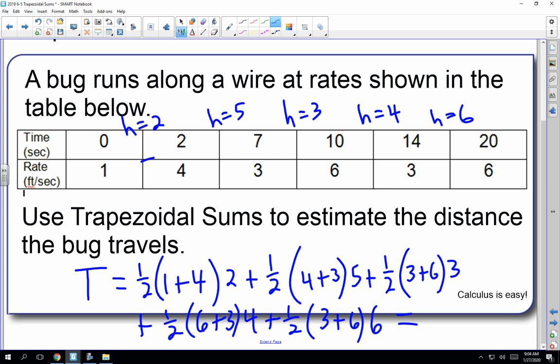So just a bunch of trapezoids. Unfortunately, they're all different heights, but it's okay. Add them all up. You got 5 plus.